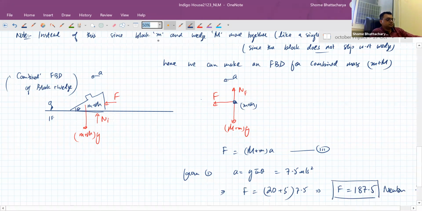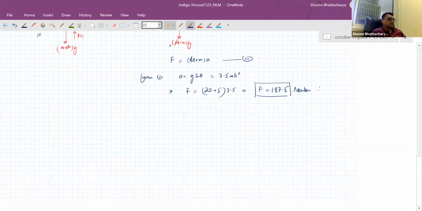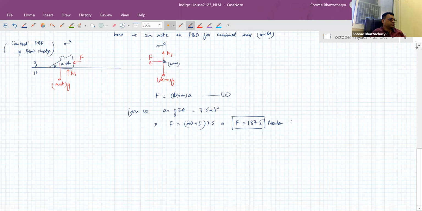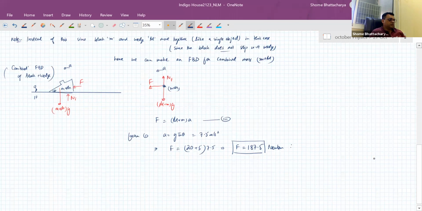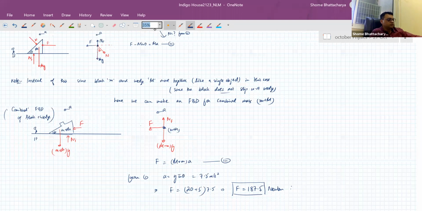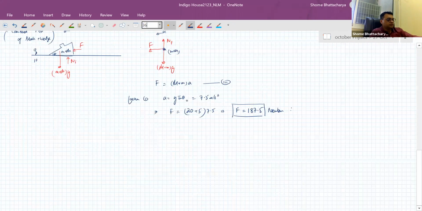Now I will just minimize this and show you the contrasting free body diagram that we could have made just for the wedge alone. But by looking at the free body diagram itself, you'll understand that that is a more lengthy thing to solve. So it is avoidable. You don't want that.